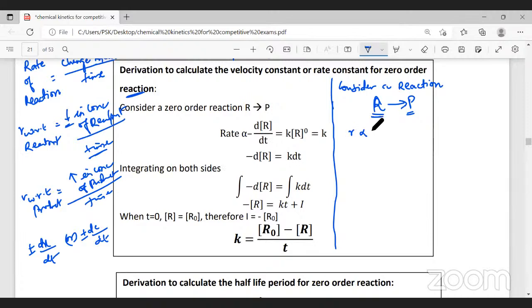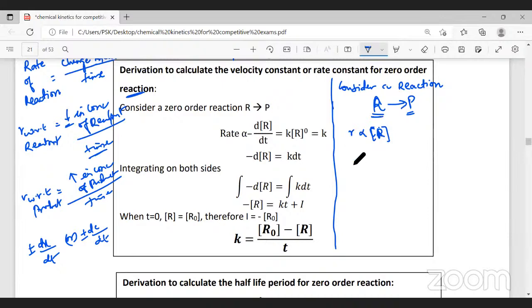Now the rate of a reaction is directly proportional to the concentration of what? The reactant. What is the reactant here? R. Reactant is R. Therefore, we write it as: rate is directly proportional to concentration of R. Is it acceptable? Yes or no? Yes, sir.